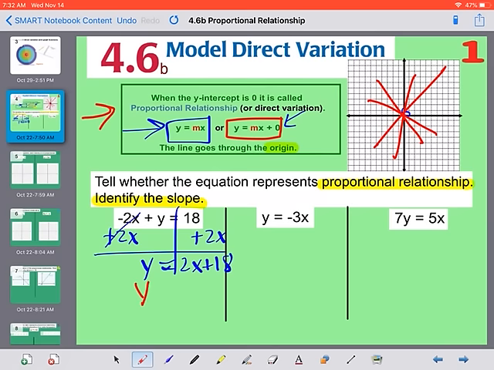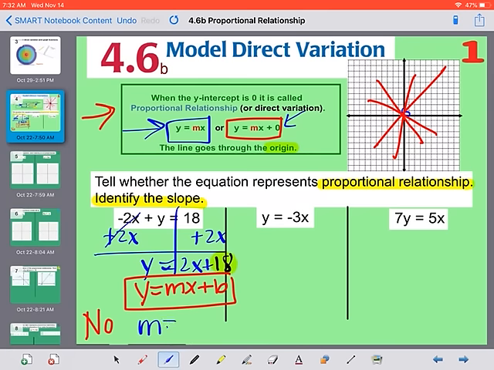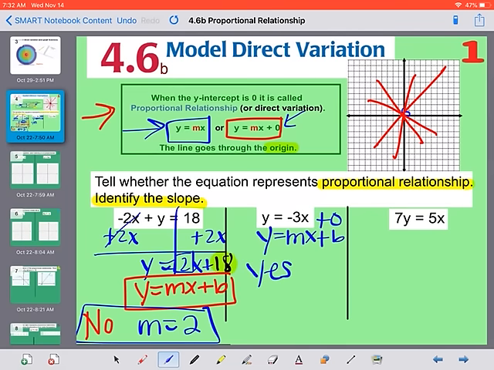Well, if we look at our equation, y equals mx plus b, this one has a b of 18. So is that 0? Well, no, so this is not proportional. It does not go directly through the origin. And now that it's in this form, it's easy to identify our slope. Our slope is 2, or 2 over 1. Our middle equation is already solved for y. So in the form y equals mx plus b, b is 0, so yes, this is proportional. And our slope, easy to tell because it's already solved for y, is -3.